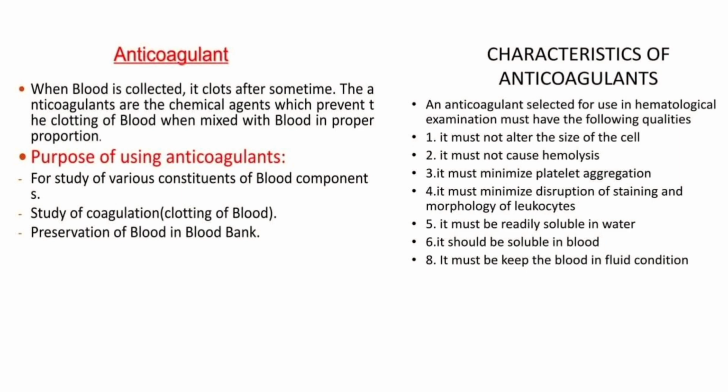Then characteristics of ideal anticoagulants. An anticoagulant selected for use in hematological examination must have the following qualities. It must not alter the size of the cell, it must not cause hemolysis, it must minimize platelet aggregation, it must minimize the destruction of the staining and morphology of leukocytes. It must be readily soluble in water. It should be soluble in blood. It must keep the blood in fluid condition.